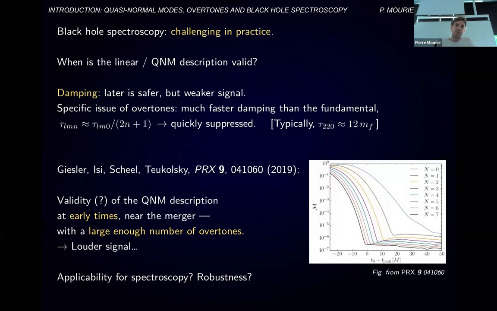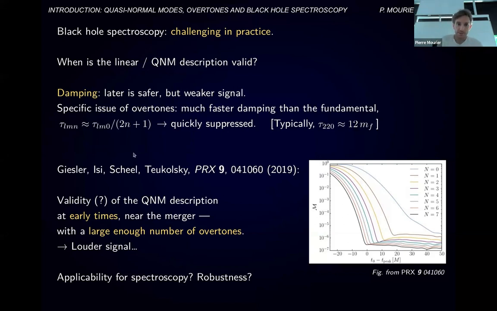This is the theory. In practice, black hole spectroscopy is challenging, especially because we don't know for sure when this linear or quasi-normal mode description is really valid. Because the signal is damping, it's safer to use this approximation at a later time, but it's also getting weaker. This is especially an issue for the overtones, which are much faster damped than the fundamental mode, and thus quickly suppressed from the signal.